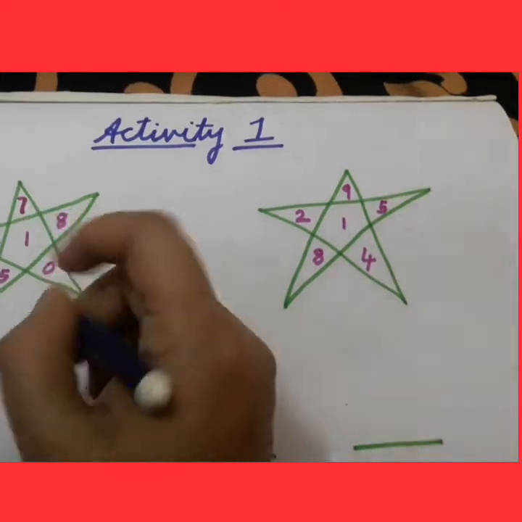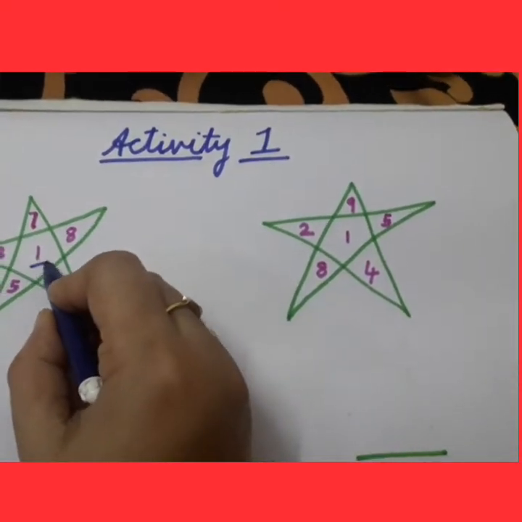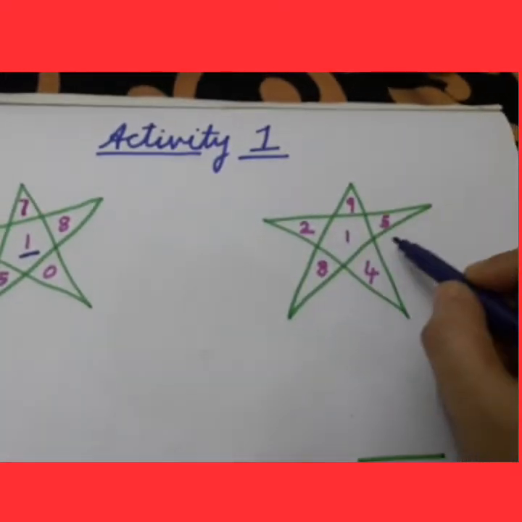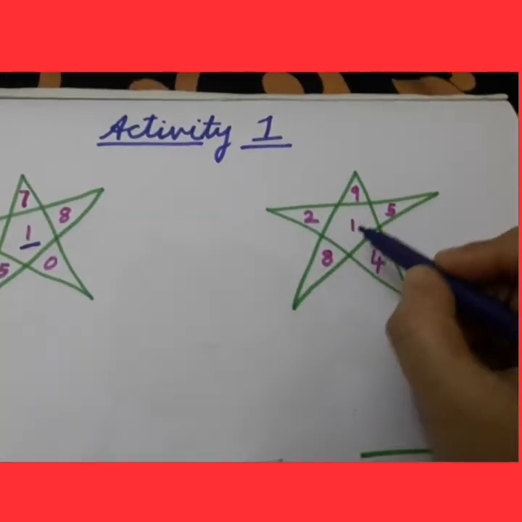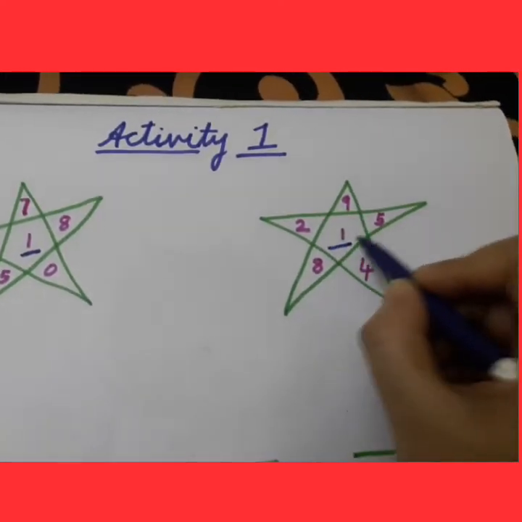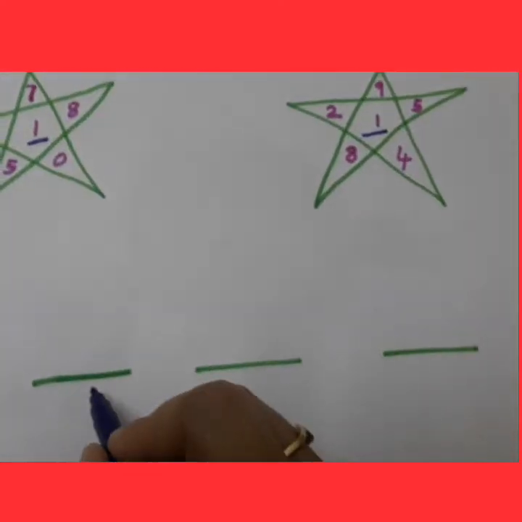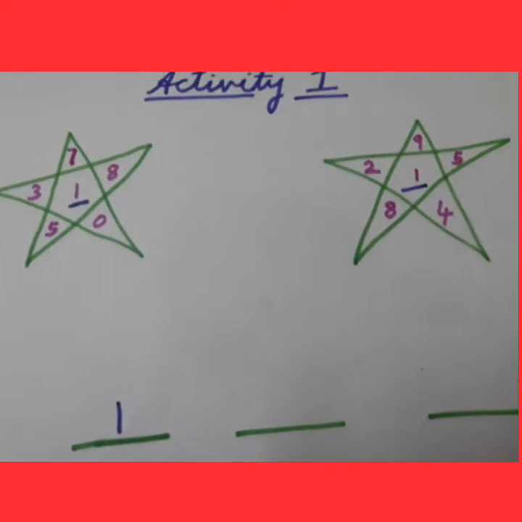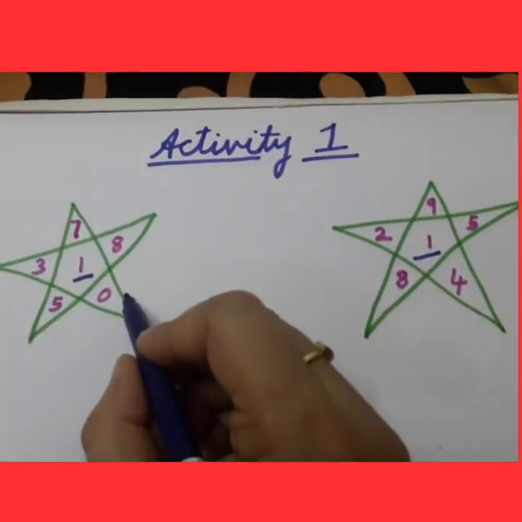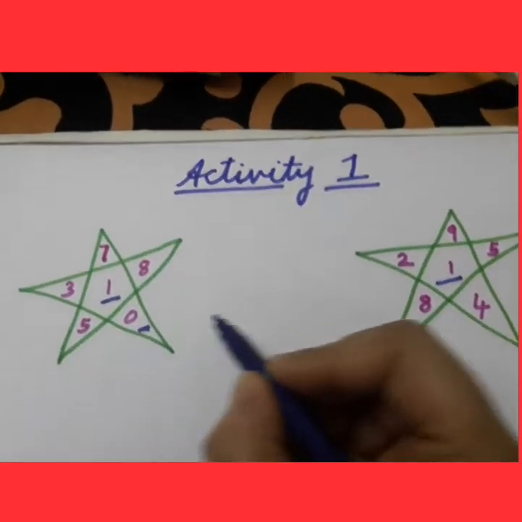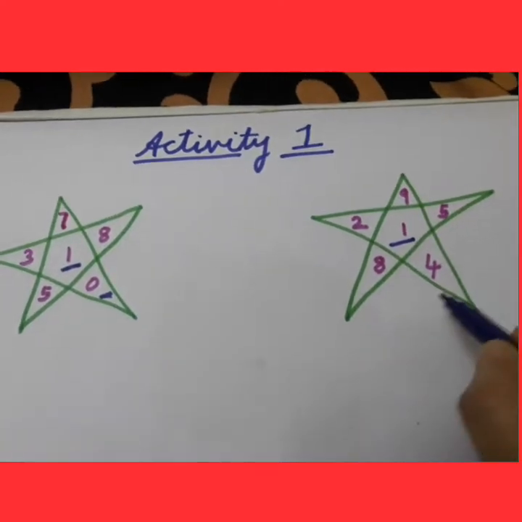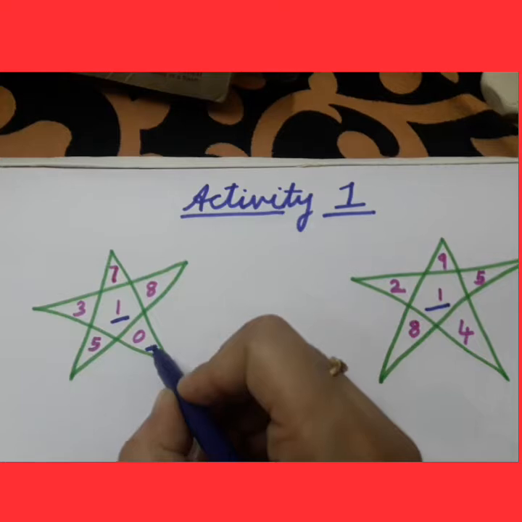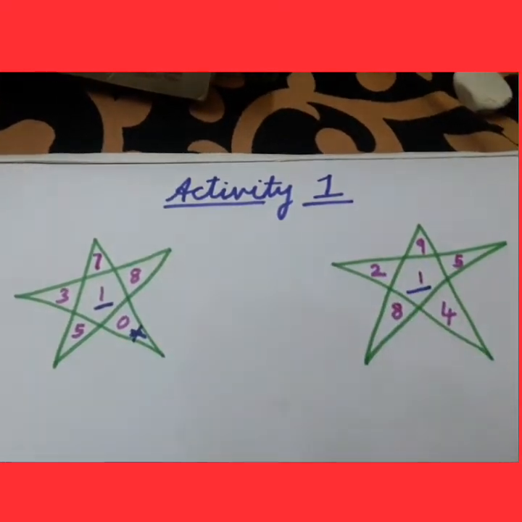First let me take the number 1. Now ask your child whether you can see 1 in this star. Yes, I can find 1 in this star. So I will write 1 in this dash. Next, see the number 0. Ask whether you can find 0 in the star. No, you cannot find this number. So you can put a cross.